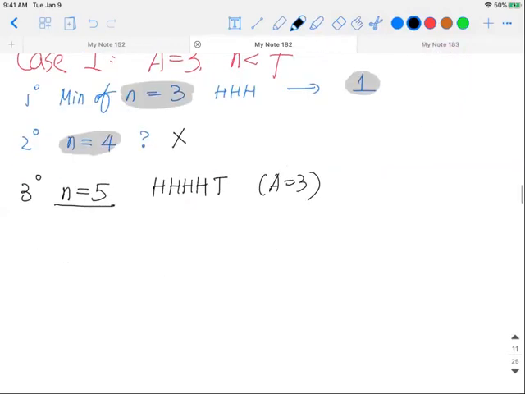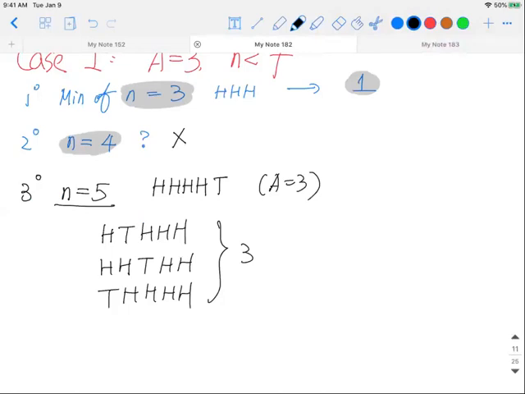You only have head, tail, head, head, head. Head, head, tail, head, head. Tail, head, head, head, head. I think only 3 scenarios. I can't find another scenario, but let me know if I'm missing one. I think that's pretty much the case. You only have 3 scenarios.